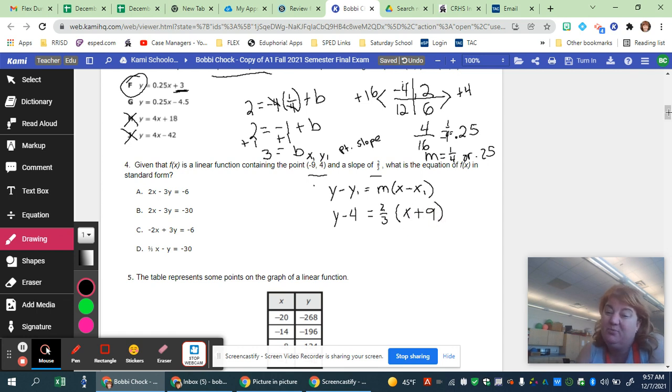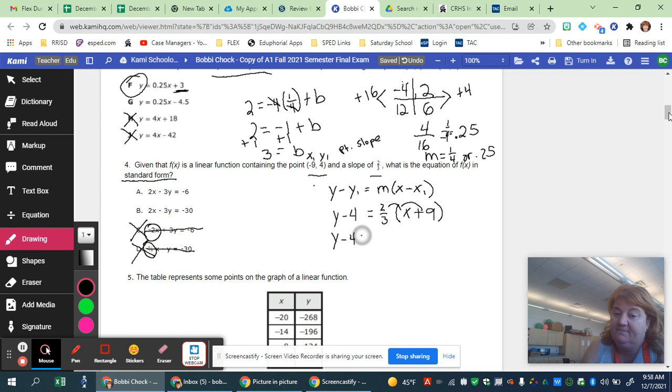But now we're going to put it in standard form. Now also remember, standard form cannot have a fraction and it cannot have a negative. So these two are not standard form. So now we've narrowed it down to this. So let's just distribute this out.